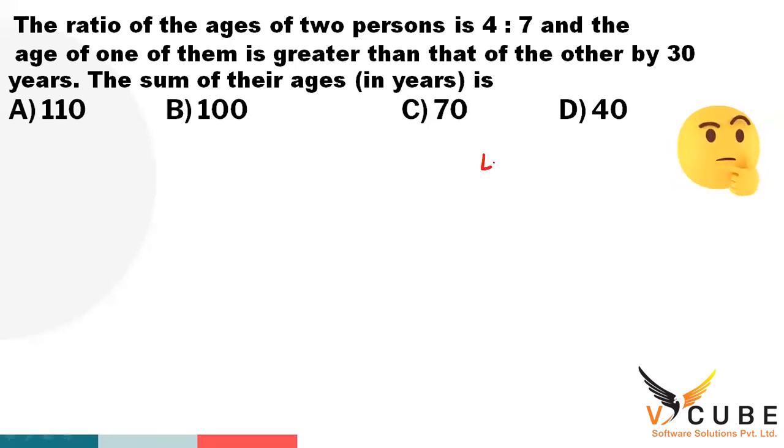If, for example, the given ratio is 4:7, the first person is 4 parts and the second person is 7 parts. One of them is greater than the other by 30 years. It means we are checking the difference, guys. First person is 4 parts, second person is 7 parts. So the difference is how many parts, guys? 3 parts. So 3 parts is equal to how many years? 30 years.